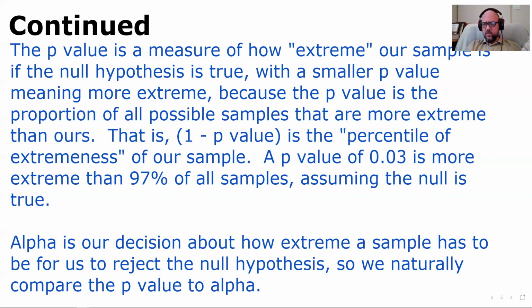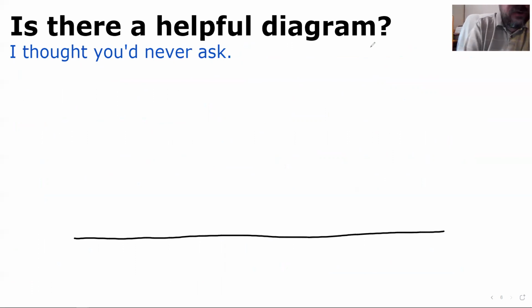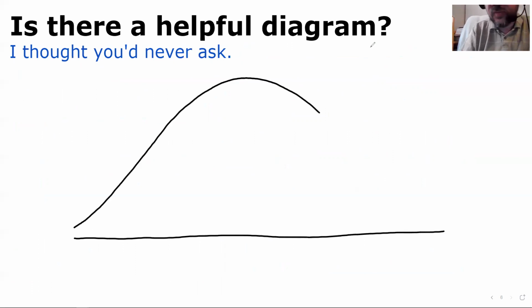So I have a picture for you. Is there a helpful diagram? I thought you'd never ask. So here is my null distribution. And for purposes of what we're doing here, since we're talking about alpha, we're assuming that the null hypothesis is actually true, right? And so this distribution is correct. It's the right sampling distribution. So here's our mu.